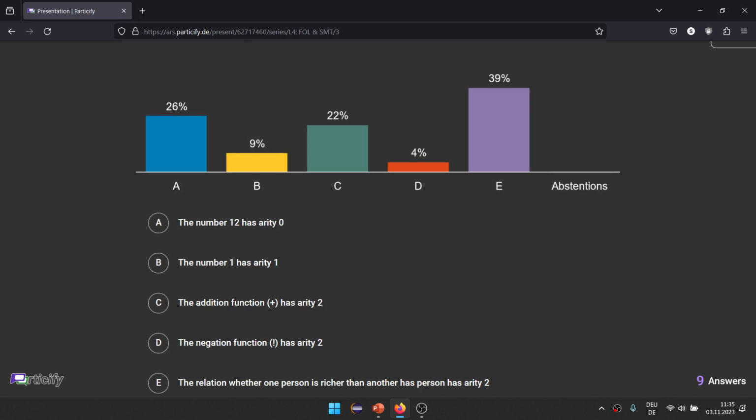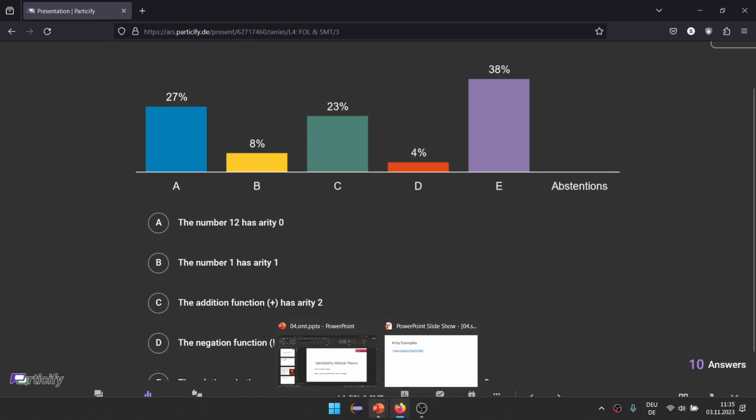The negation function has arity 2? No, because it has arity 1, right? We can negate 1 parameter. Then the relation whether one person is richer than another has arity 2? Yes, because it relates 2 people. If you give it 2 people, it says yes, one is richer than the other, or no, the first is not richer than the second. Okay, so that's about arities.